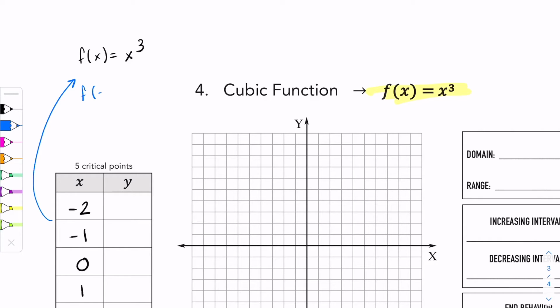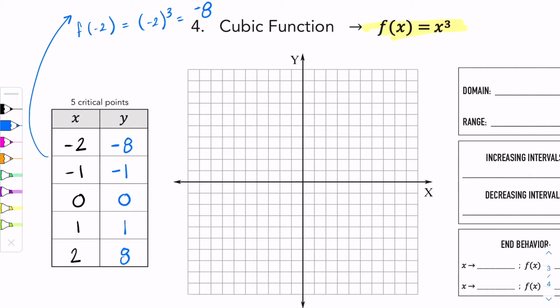When we substitute negative 2 into x cubed, we have negative 2 cubed, which is positive 8. I'm sorry, negative 8. Negative 1 cubed is negative 1. 0 cubed is 0. 1 cubed is 1. And 2 cubed is 8.